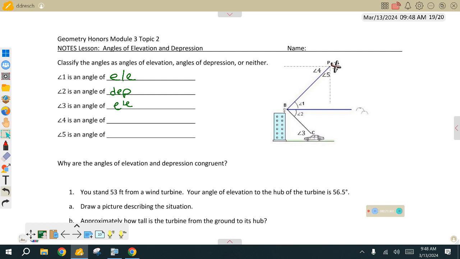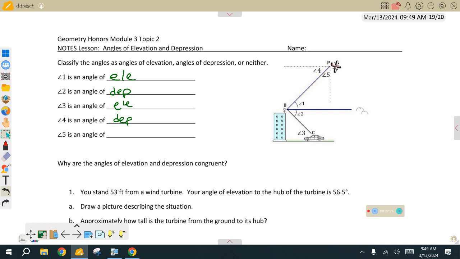All right, 4, I got my plane. Or I'm probably a passenger on the plane, more likely. I look out my plane, and as I look down, what's angle 4 classified as? This one's a depression because it's formed with that imaginary horizontal line. So it's below that horizontal line. Depression.